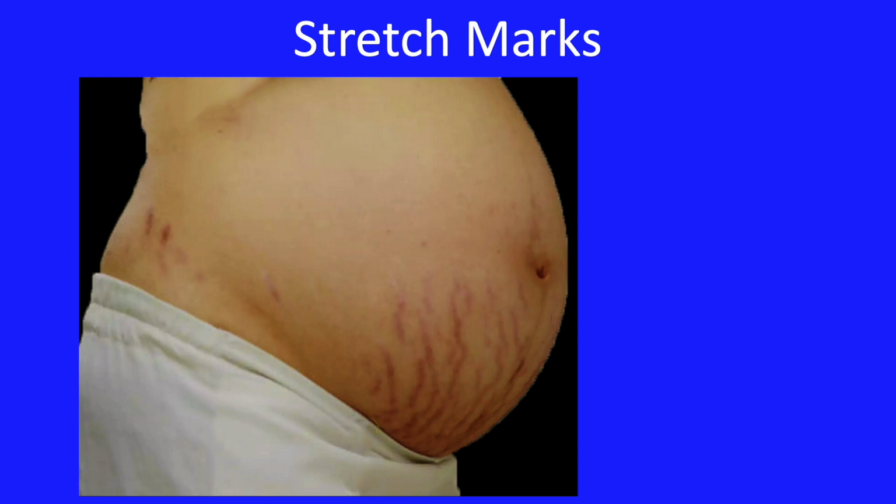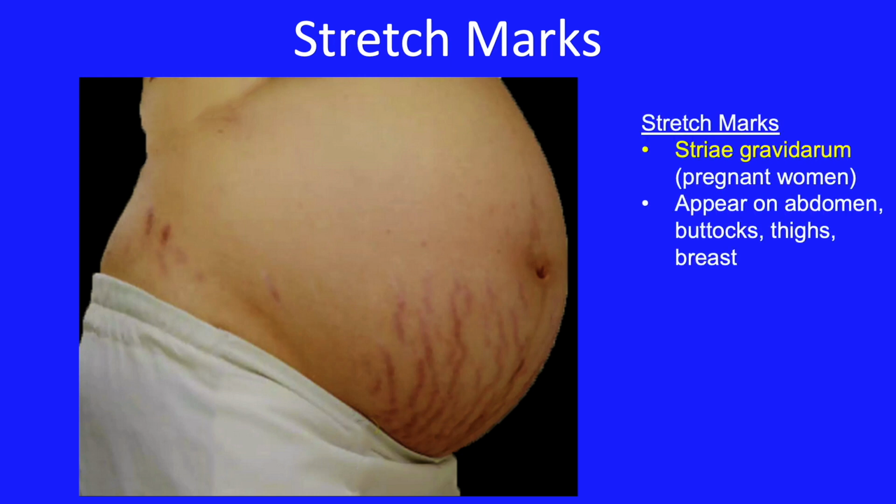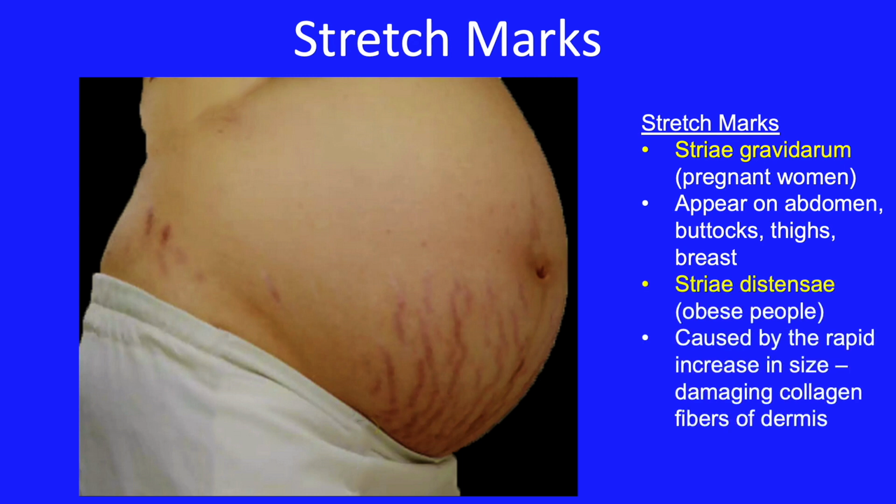You may actually know of these Langer lines already, but call them something else. The stretch marks associated with late pregnancy are because the Langer lines are being distended. Technically, stretch marks are known as stria gravidarum when they are in pregnant women. The lines may appear on the abdomen, as shown here, but also the buttocks, thighs, and breasts. In obese people, lines will appear also and are called stria distensae. They're caused by the rapid increase in size that damages the collagen fibers of the dermis.